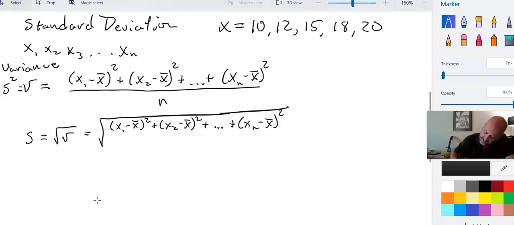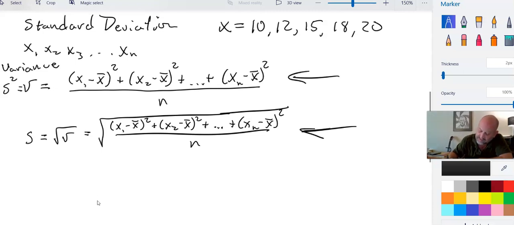Right? So it's all of that over n. And you can see the relationship here. If I take the square root of this, that gives me this. But the same thing is true here. If I take the square root of s squared, I get s. So the symbol is supposed to just tell you how to work between the two. In any case, we're really going to be focusing more on the standard deviation. If you take a statistics course, you will include the variance as well, because there are things that you do with the variance.